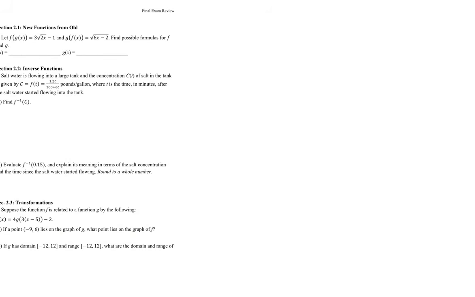All right, now moving on to number 5. We have let f of g of x equal 3 times the square root of 2x minus 1, and g of f of x equal square root of 6x minus 2. Find possible formulas for f and g. So to go about this, the first thing we're going to want to do is we need to recognize that this is a function of g of x. So 3 times the square root of 2x minus 1.